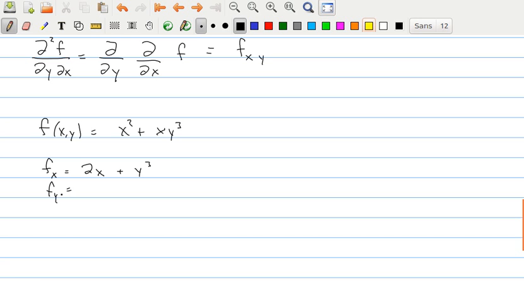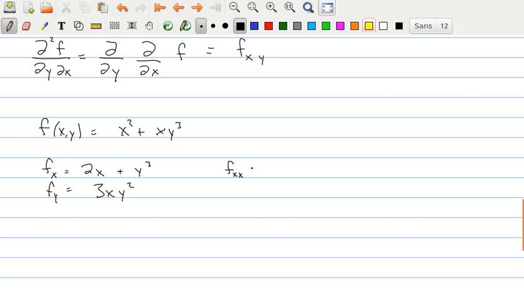Okay, now let's look at the partial with respect to y. Now this is just fy. This is the partial of the original function with respect to y. So the first term has no y's in it at all. Think of that like a constant. So its partial is 0. The second one, we do the power rule. We get 3xy squared. So that's our partial with respect to y.